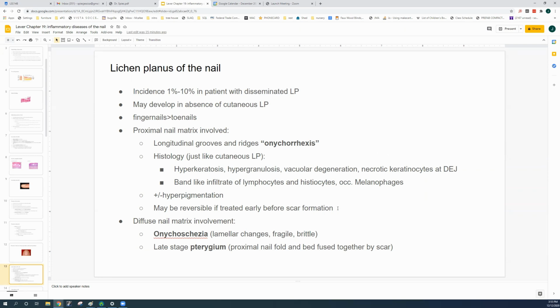So it's important to catch it early if you can. If you have diffuse nail matrix involvement, you get onychoschizia, which are lamellar changes, and you get fragile and brittle nails. In the very late stage, in the scarring stage, you get pterygium, and that's when the proximal nail fold and the nail bed get fused together by scar formation.